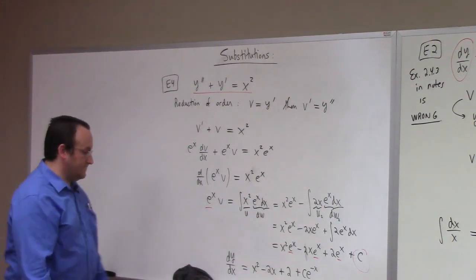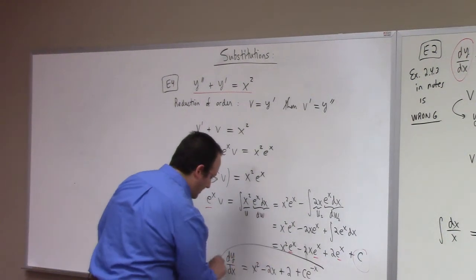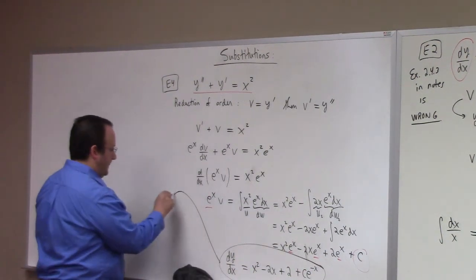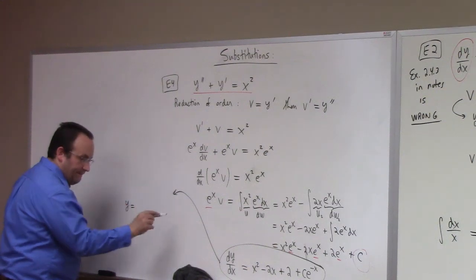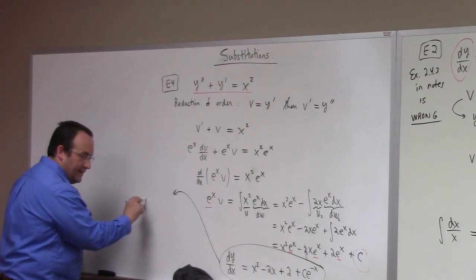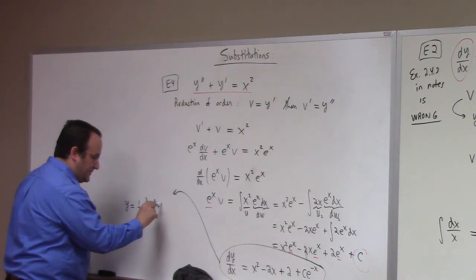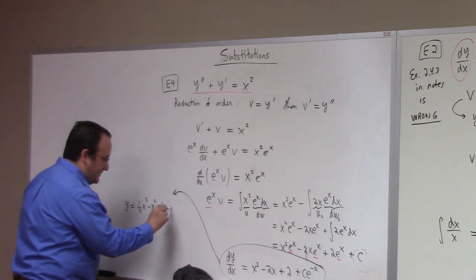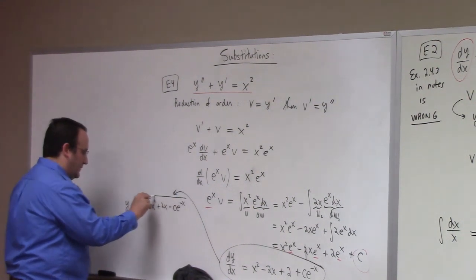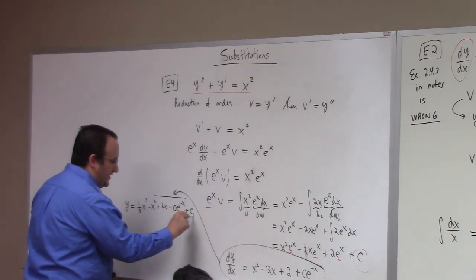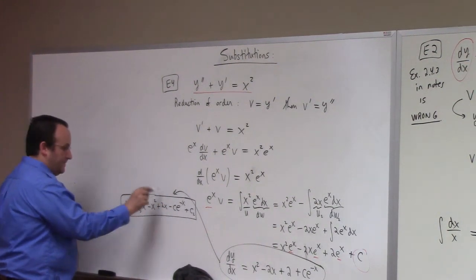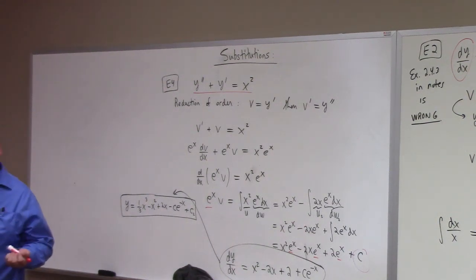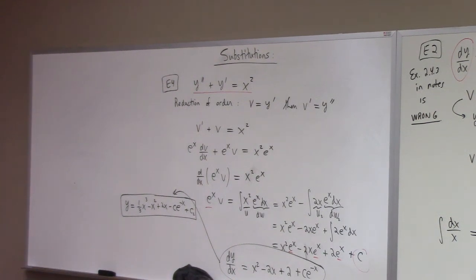What's y equal to? One third x cubed minus x squared plus 2x, minus c e to the minus x. There you go. Oh, plus c2, right? Because we integrated. Like I told you yesterday, if we solve a second order problem and find the general solution, we expect that there are going to be two parameters in the solution, in this case c and c2. Does this make sense?